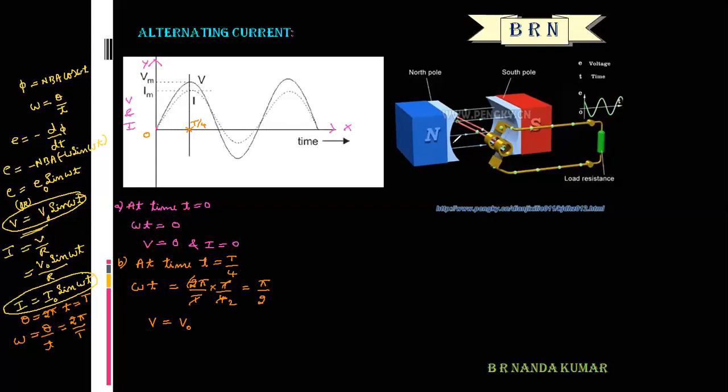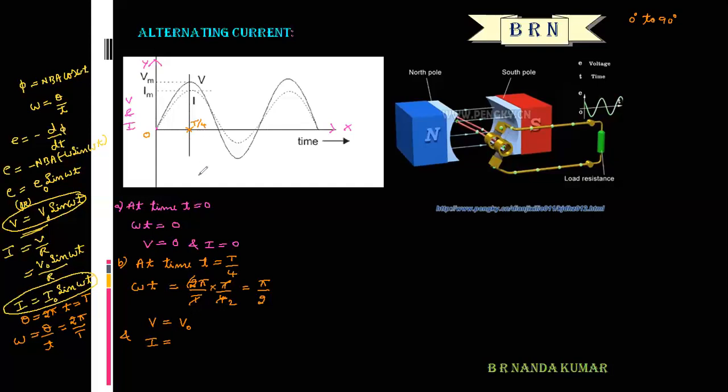If the coil is rotated from 0 degree to 90 degree, that is 0 to pi by 2 radian, the voltage induced in the coil gradually increases. This point is very, very important. What happens? The voltage induced in the coil gradually increases, and even the current induced in the coil also gradually increases.